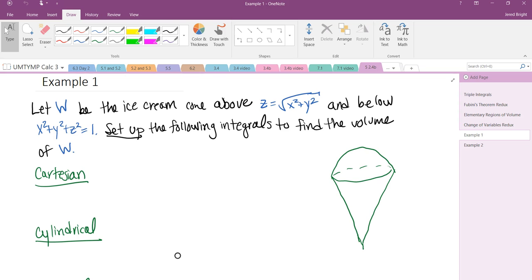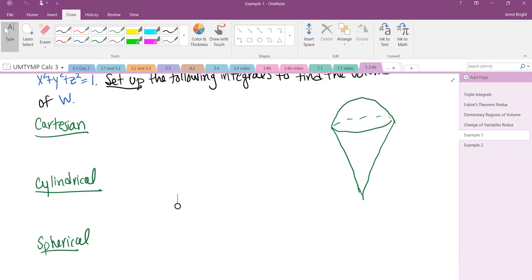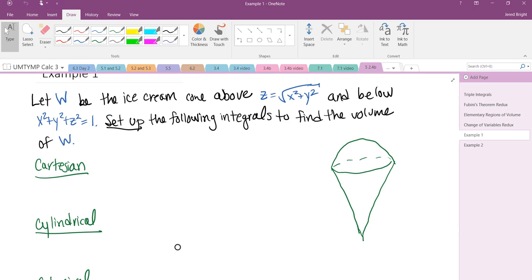Alright, so take a minute to pause the video and read through it, think through it, and attempt this on your own. We do want to set this up with 3 different representations, so Cartesian, cylindrical, and spherical. See if you can do that on your own before resuming the video. Alright. So, we just need to set this stuff up.